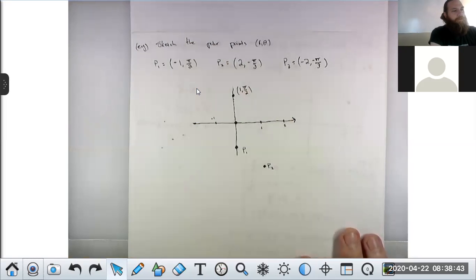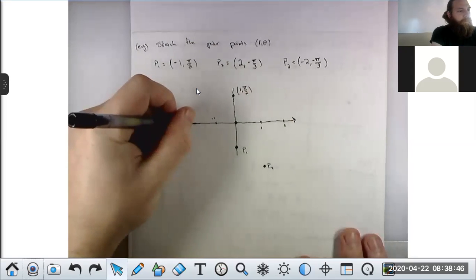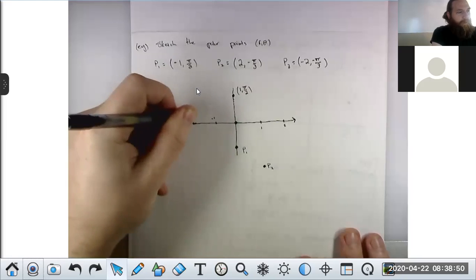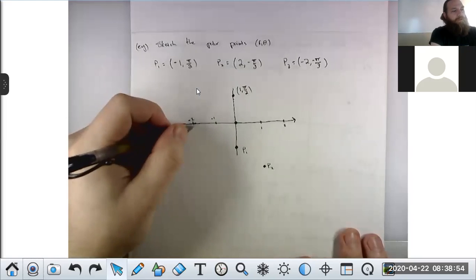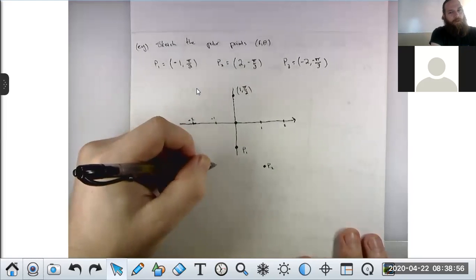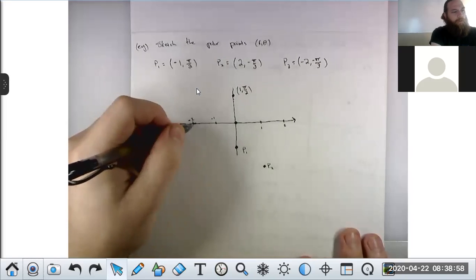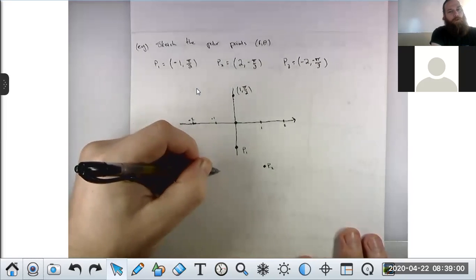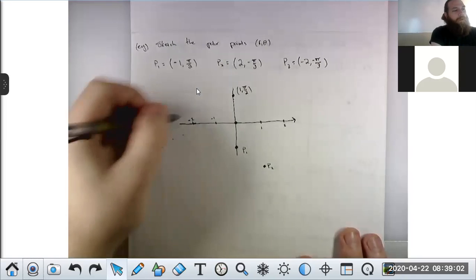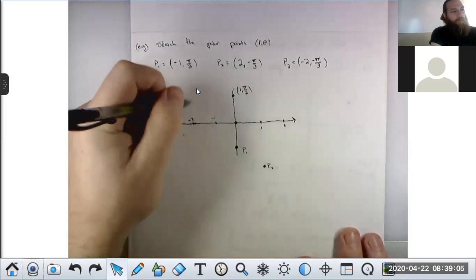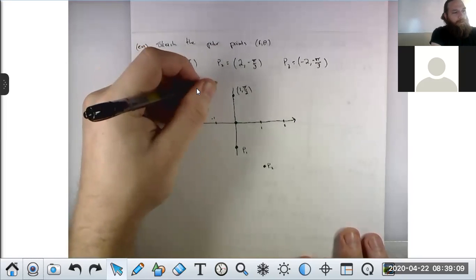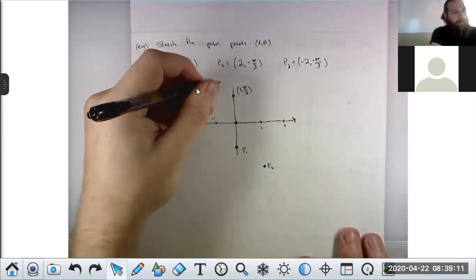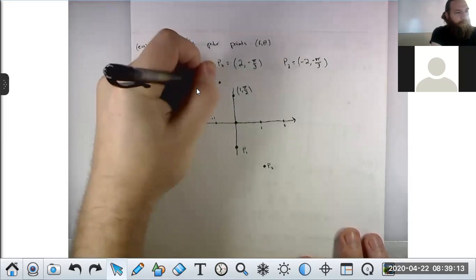And then finally -2 comma negative pi over 3. Let's see, so here's walking out to -2 along my polar axis. Rotating an angle of positive pi over 3 would bring me down here, right? Because when we rotate through a positive angle, we're always moving counterclockwise. But if I come out to -2 and then I rotate negative pi over 3, that's going to bring me up here. So this right here is the point P3.